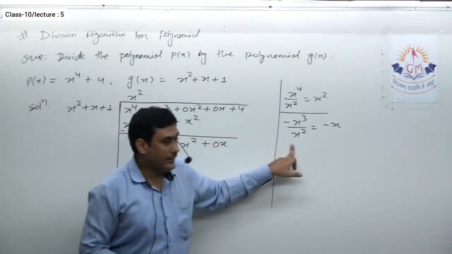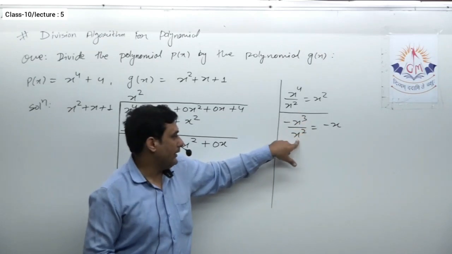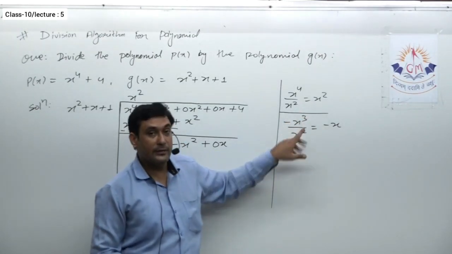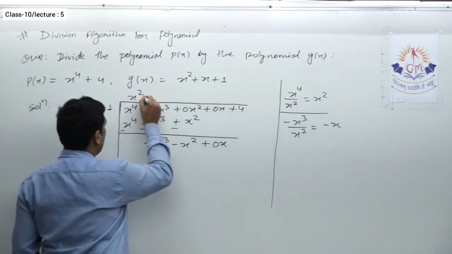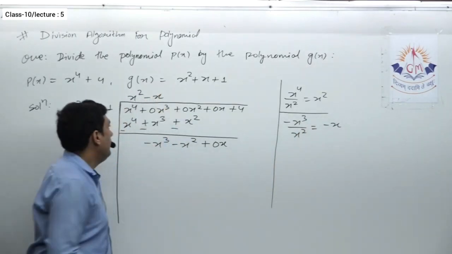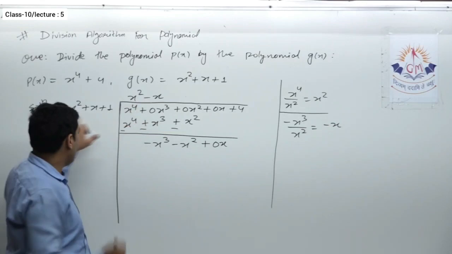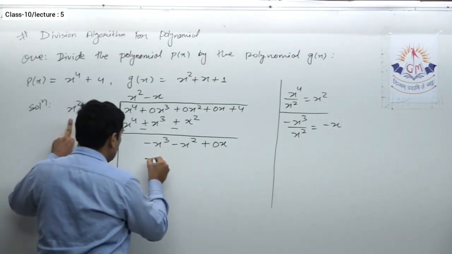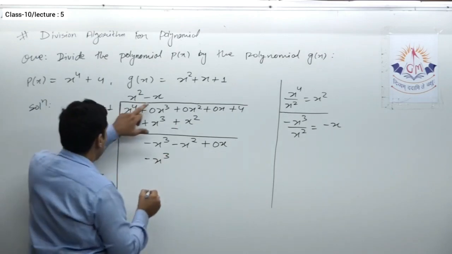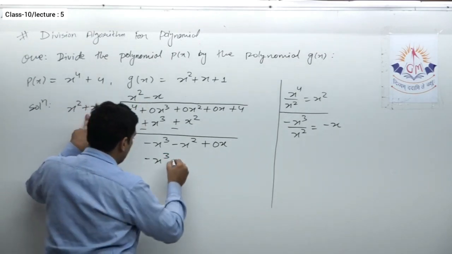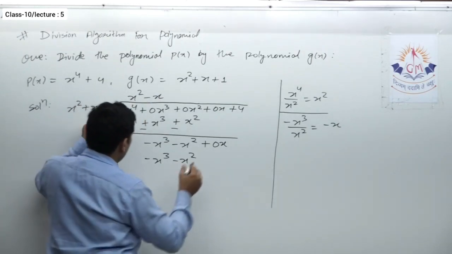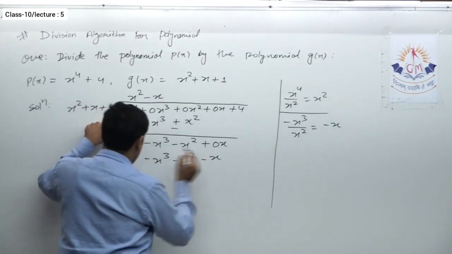Minus x cube divided by x square: definitely x square will cancel out, and x will remain over here, but with negative sign. So here I write minus x. Now I'll multiply this minus x with these three terms. So minus x into x square gives you minus x cube, minus x into x gives you minus x square, then minus x multiplied by 1 gives you minus x.